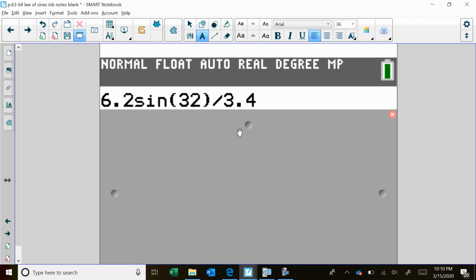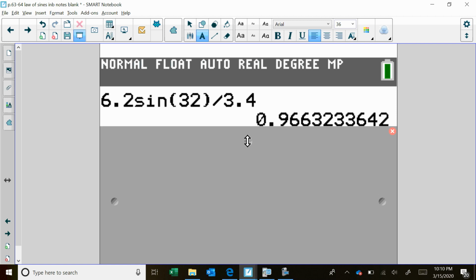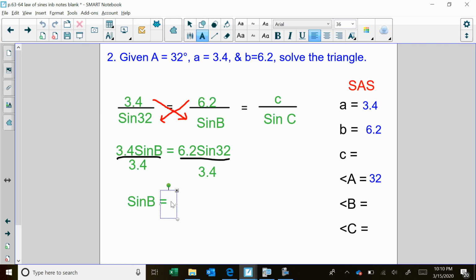6.2 sine 32 divided by 3.4, which gives us 0.966. Now, hopefully you're saying, well, that can't be the answer. And you're right, because that's only sine. So we're sitting here at sine of b equals 0.966 and some other stuff behind it.